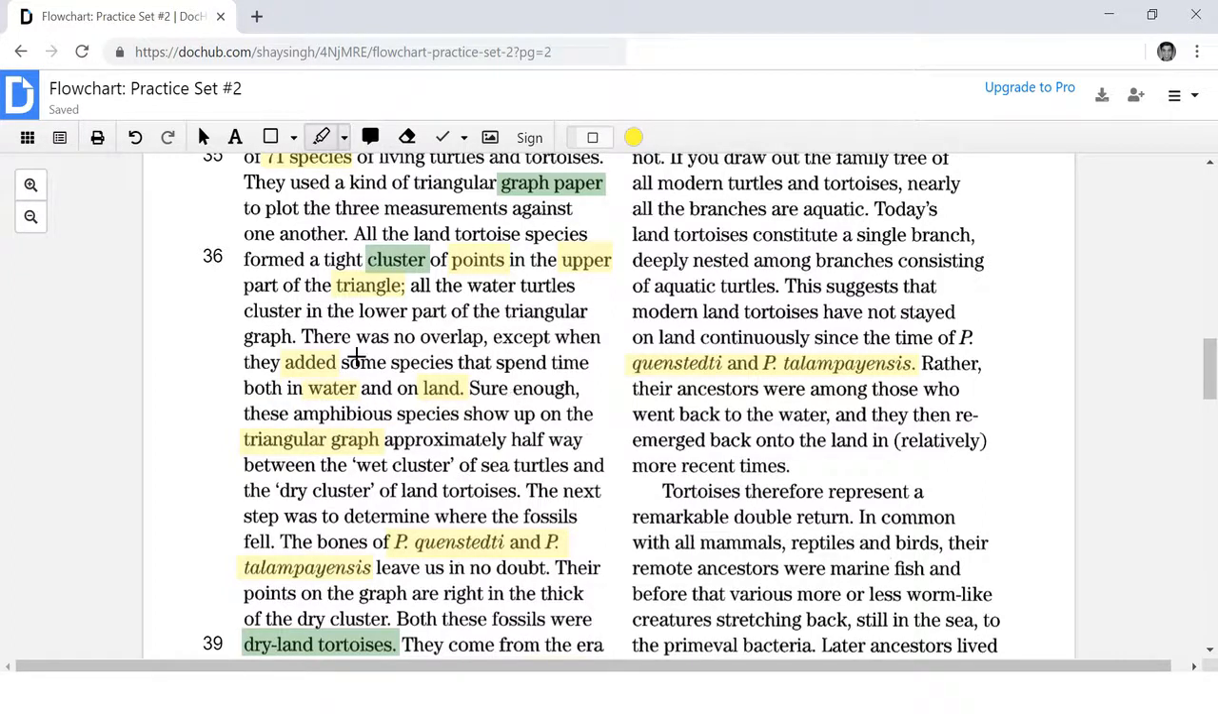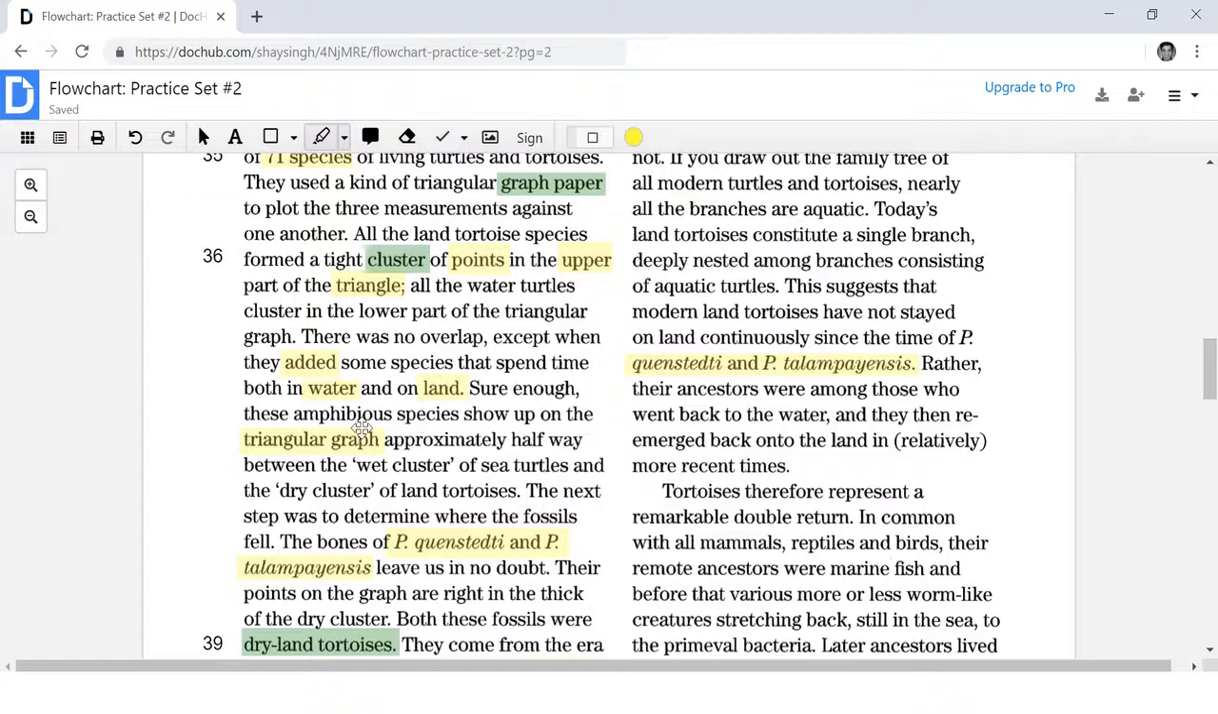So let's go ahead and read this sentence. I'm going to start reading from over here since this is where our keyword added appears. Here we go. There was no overlap except when they added some species that spend time both in water and on land. Sure enough, these amphibious species show up on the triangular graph approximately halfway between the wet cluster of sea turtles and the dry cluster of land tortoises.